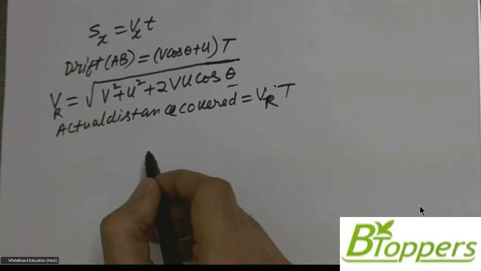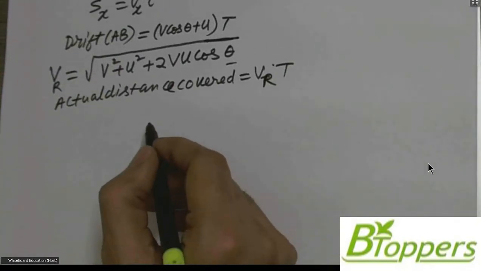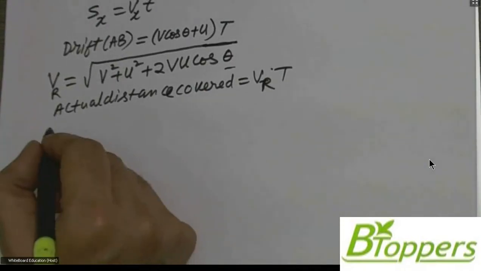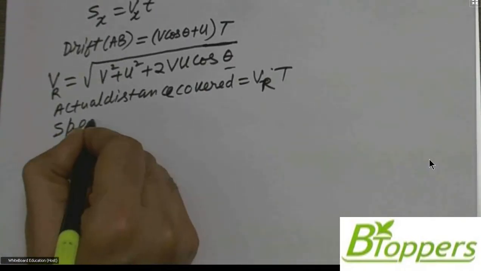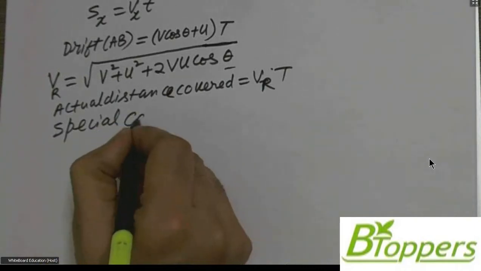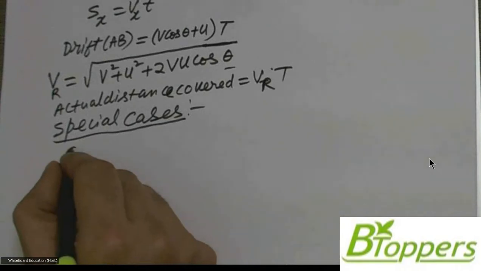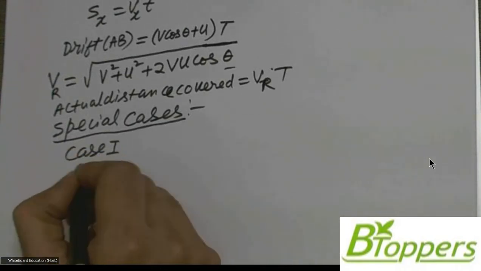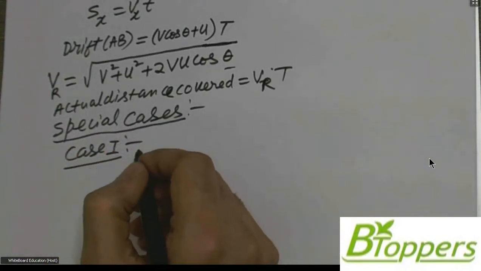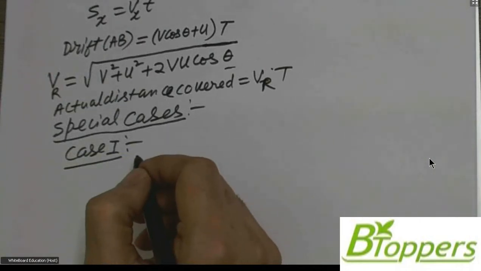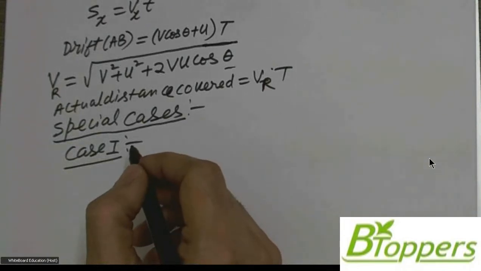But here I am going to discuss two special cases. One special case is crossing the river in minimum time. Another special case is crossing the river along the minimum distance path.